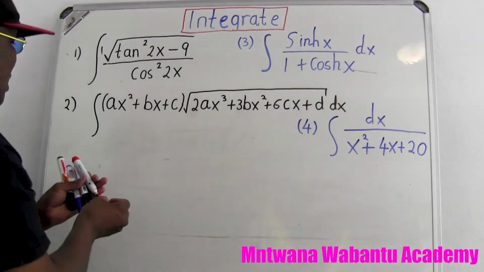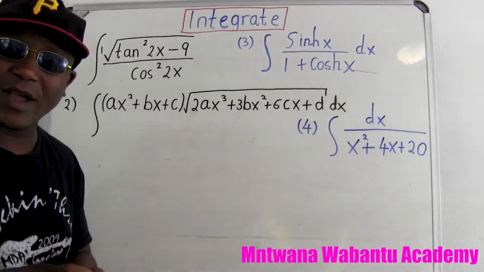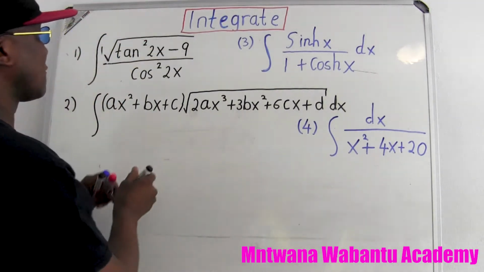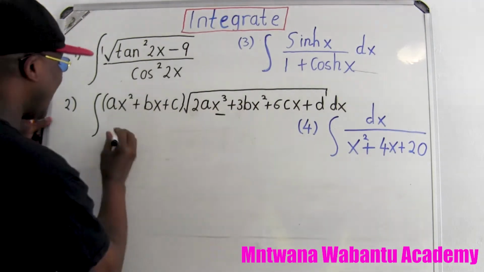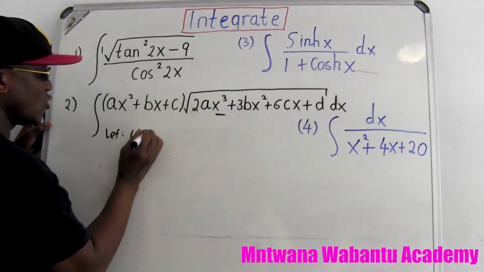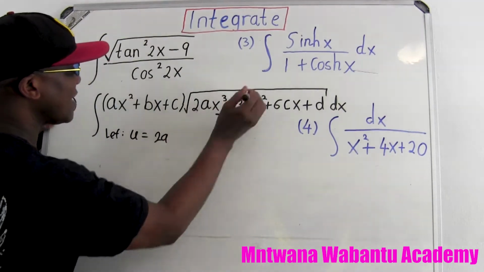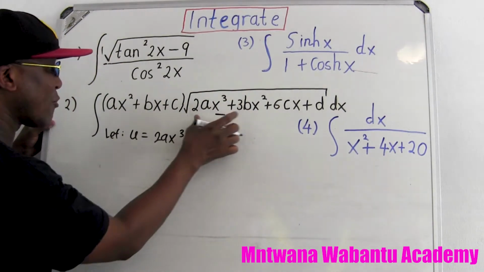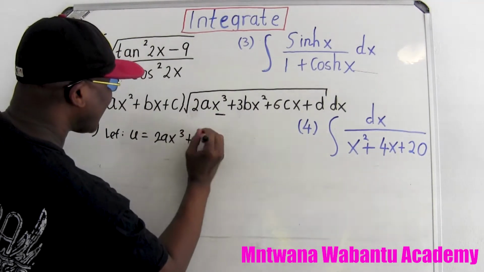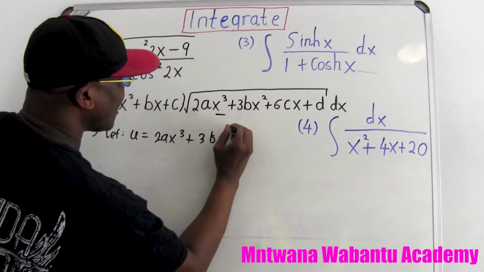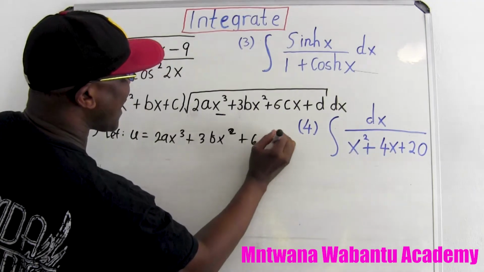Okay. So question number 2 is actually way easier. How do we do that? Look. I'm going to let u equal to that, which is 2a x cubed, because I've seen already that if I differentiate this, it's going to give me something which I'm going to factor out: 2x cubed plus 3bx squared plus 6cx plus d.